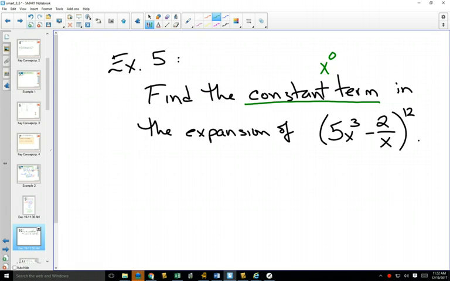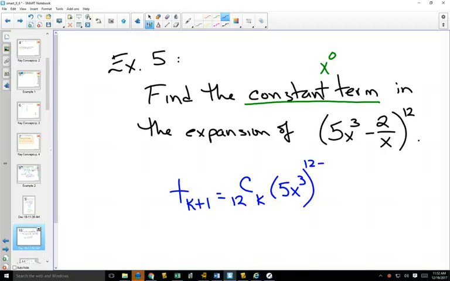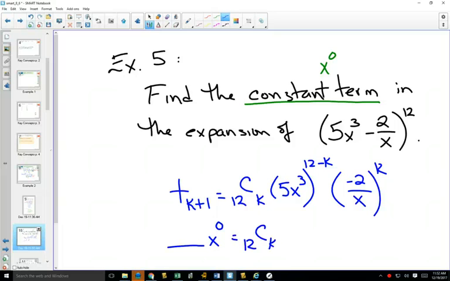That's just a number. So we do this the same as we did example 4. We say to ourselves, well, according to my formula, I don't know which term it is, so I don't know k. I know that n is 12, so it'll be 12 choose k. I know that my first term is 5x cubed to the 12 minus k. I know that my second term is negative 2 over x to the k. And because it's a constant term, it's going to be something with an x to the 0. So this time we're going to start with the guess and check.